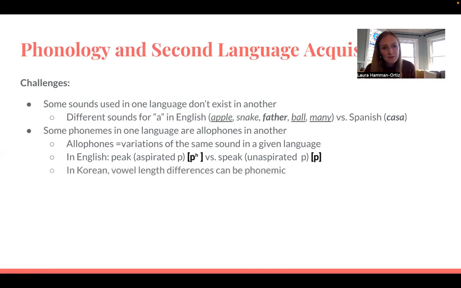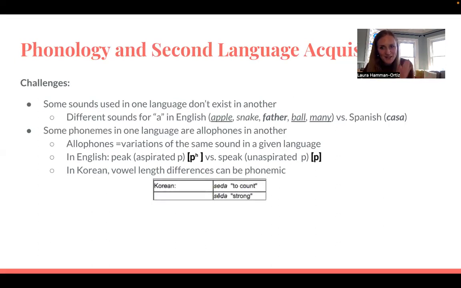So here's one example of this. In Korean, vowel length differences can be phonemic. If I stretch, and I don't speak Korean, so I apologize for my pronunciation, but these two words, sida and sida, depending on how long I stretch that vowel, can actually mean a difference in meaning. So that difference is phonemic. Whereas if we were to stretch apple and apple, it's the same word, right? You don't hear a difference depending on vowel length, but here the difference between vowel length is phonemic. It means I'm changing the meaning of the word.